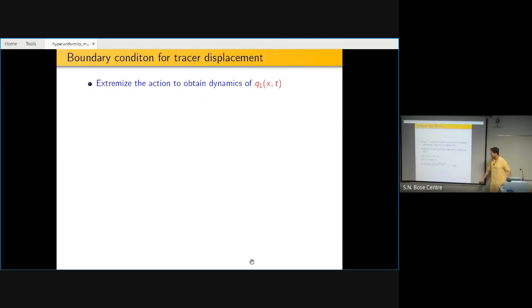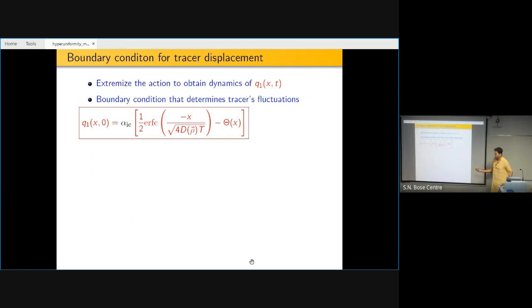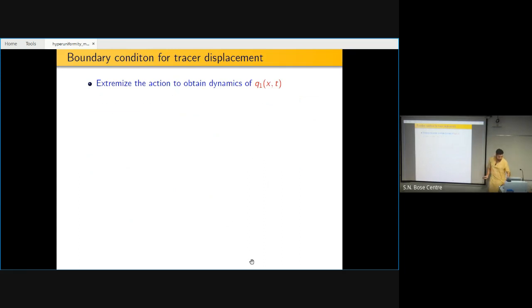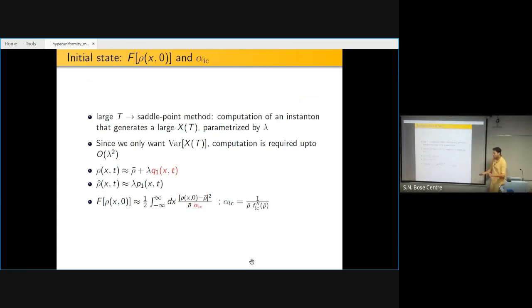So once you have done this, all you have to do is extremize, or minimize, the action to obtain the dynamics of Q1, and you need a boundary condition. That boundary condition will determine the tracer's fluctuation, and the boundary condition is essentially this one. I have Q1 at time t equal to 0, which is telling you the first order. So what is Q1? Let me just go back. Q1 is the order 1 fluctuation of the density. So you need this at time t equal to 0.